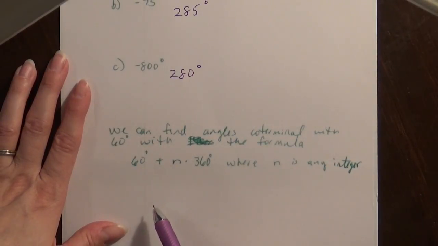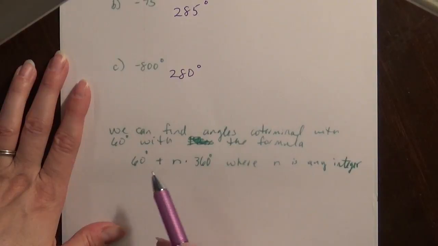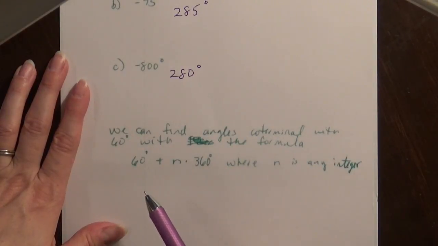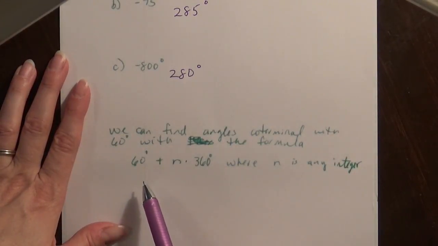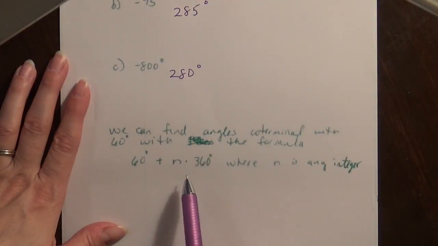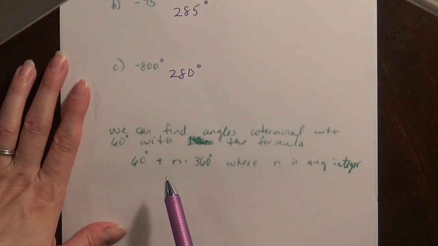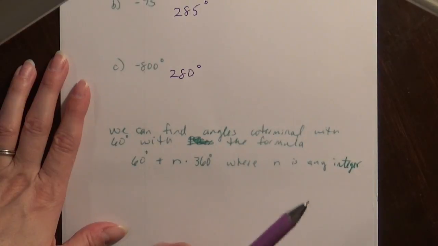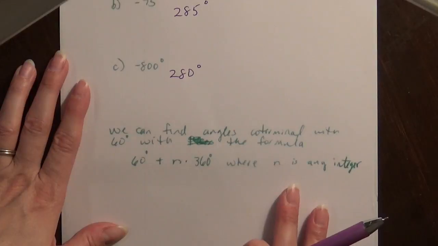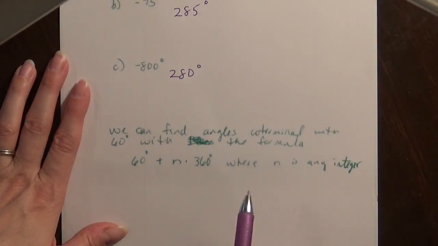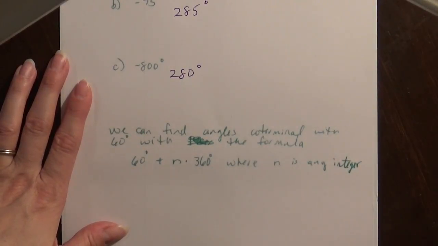Of course, I could say the same thing with a different degree. So let's say we're working with a 30-degree angle. We can find angles coterminal with 30 degrees by using the formula 30 degrees plus n times 360. So that just means that you start with the degree that you're given, and you can add 360 times any integer, any whole number, to get another coterminal angle.